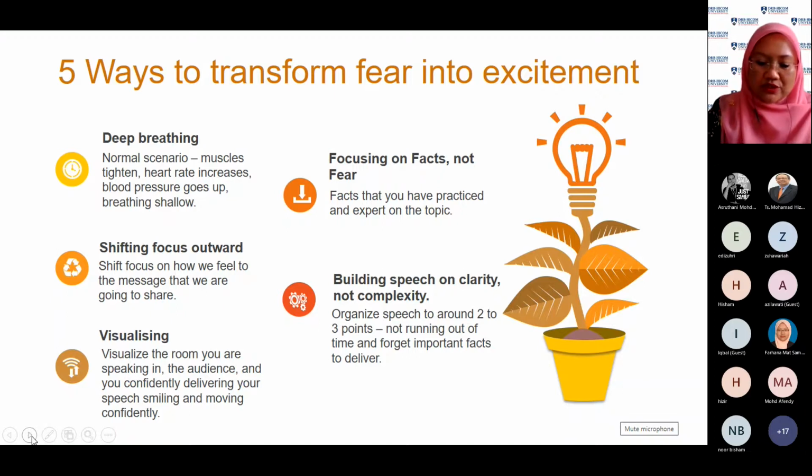And the next one is building speech on clarity, not complexity. Make sure when you organize your speech, you only focus on 2 to 3 points. Some people think that the more I speak, the better it is. It's actually not that way. You have to structure your presentation well, so that it flows very smoothly and can be understood and taken in by the consumers, customers or potential clients.